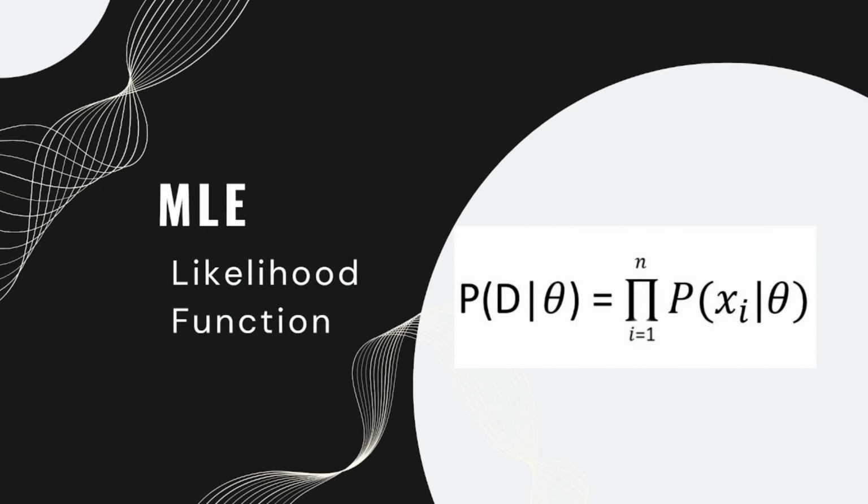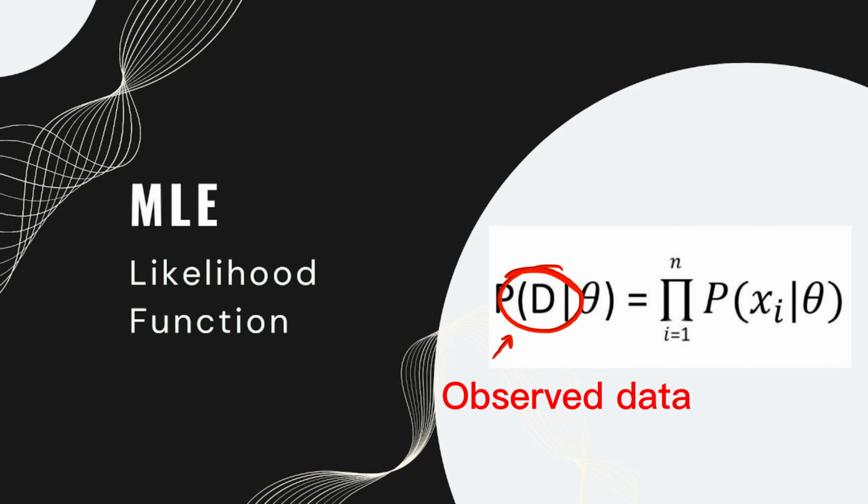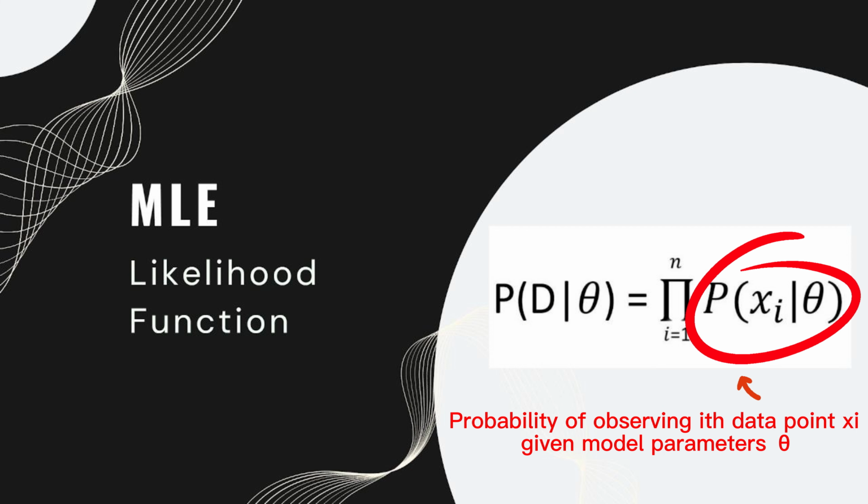The likelihood function is defined as probability of D given theta equals the product from i equals 1 to n of probability of x sub i given theta, where D is the observed data, theta is the parameter being estimated, and the probability of x sub i given theta is the probability of observing the ith data point x sub i given the model parameters theta.